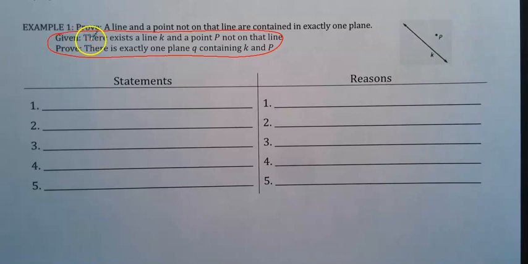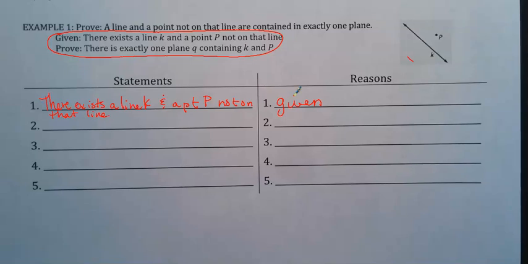Okay, so the given is there exists a line K and a point P not on that line. See, because that's what there's a picture here, a diagram. So we have a line K and a point P that's not on that line. We're going to put that in our first statement. So there exists a line K and a point P not on that line. Okay, and that's given information. Then we know what our proof is.